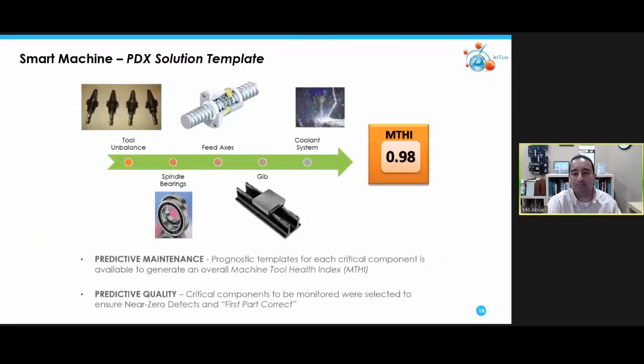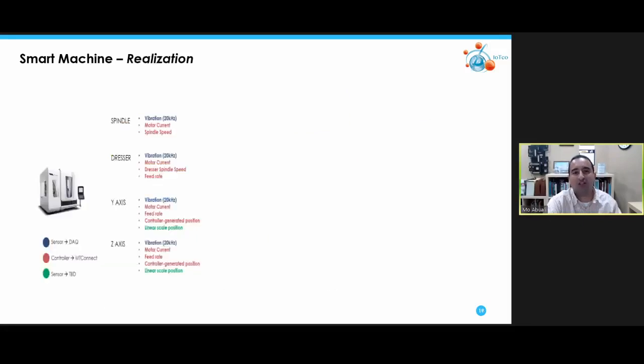CNC machines, complex piece of asset. You got tools, you got spindle bearings, you got feed axis, you got coolant, right? How can industrial AI support me here? Well, it starts with data. It starts with understanding, what data do you need to capture from your controller? What data do you need to capture from add-on sensors to the machine, right?